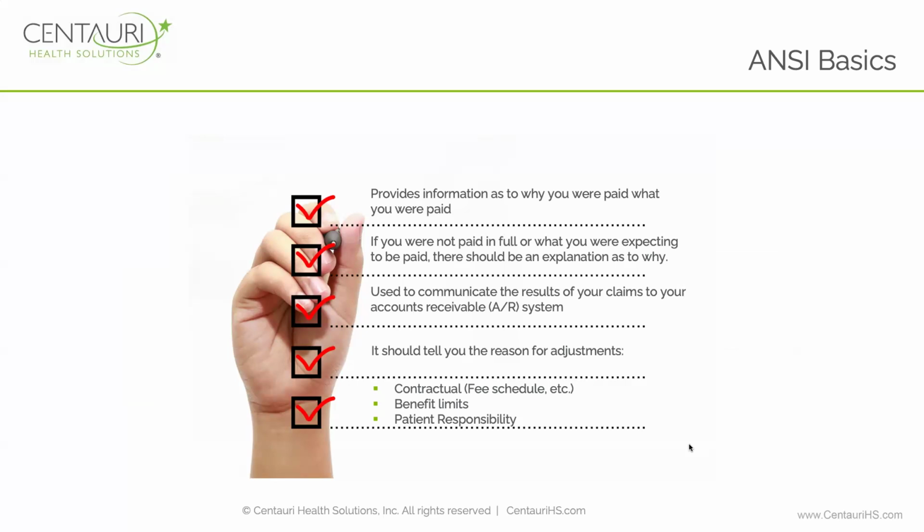But what the ANSI 835 really is, is an accounting transaction. It is a balancing to your accounts receivable system, which again is also an accounting system. It's debits and credits. And what this 835 is doing is it's coming back to you with those debits and credits to your accounting system in hopefully an automated fashion so that you can update your accounts.